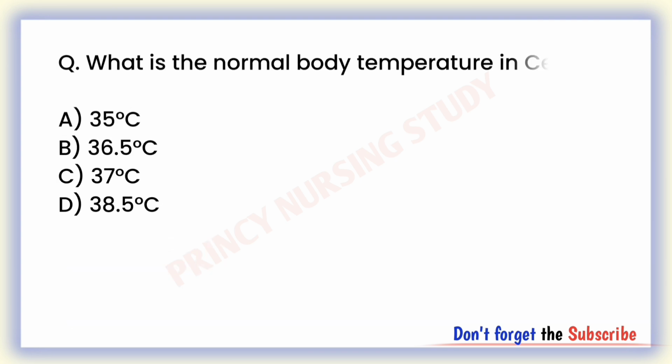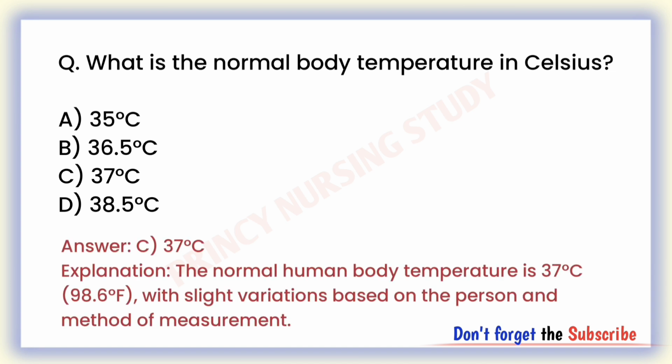Next question. What is the normal body temperature in Celsius? Correct answer is C. 37 degrees Celsius. The normal human body temperature is 37 degrees Celsius, 98.6 degrees Fahrenheit, with slight variations based on the person and method of measurement.